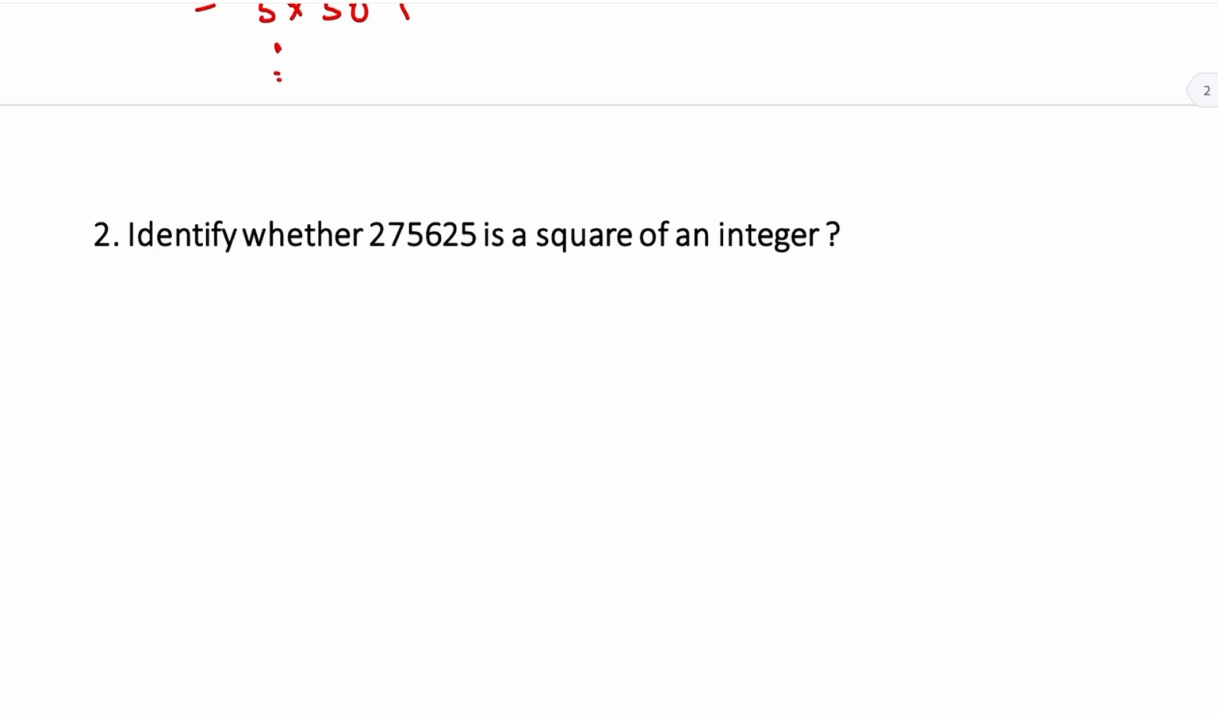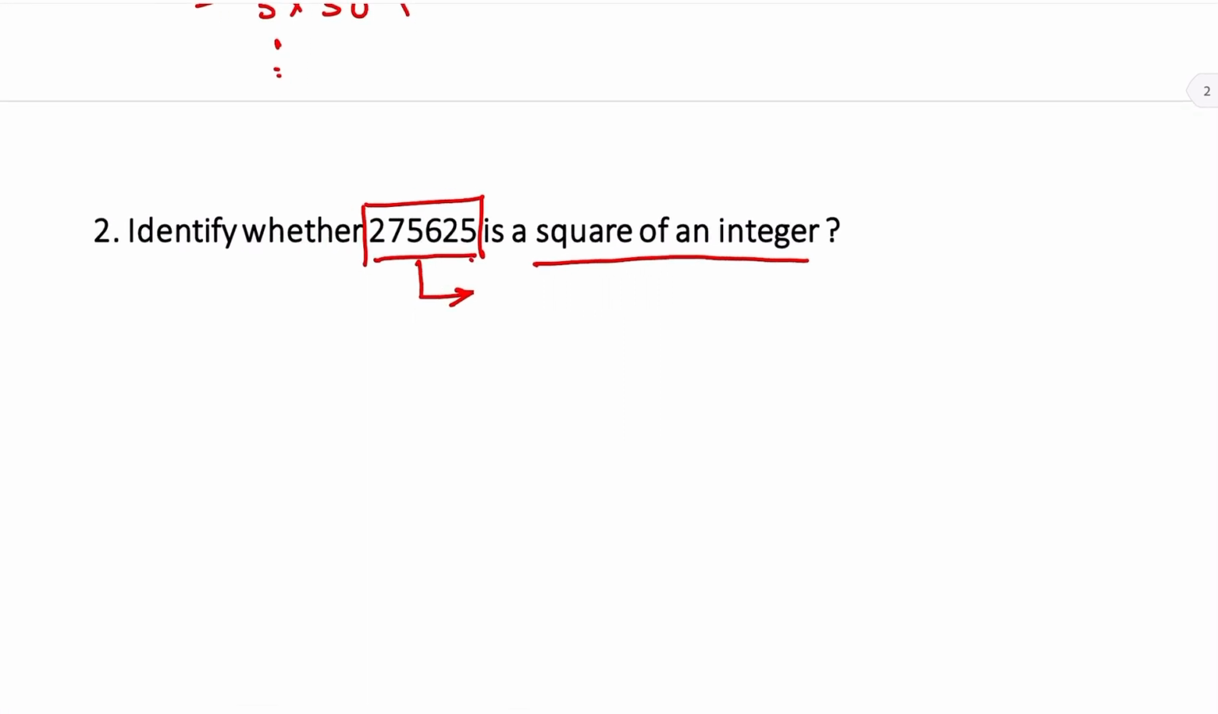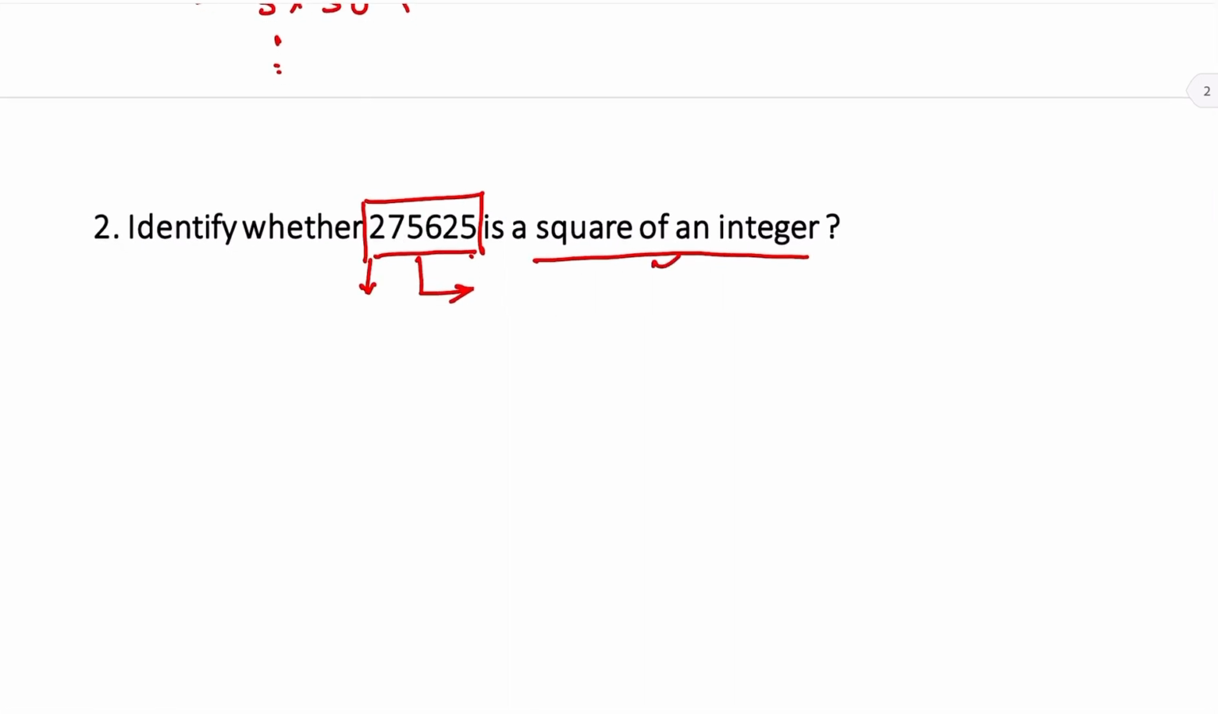Now see, identify whether 275625 is a square of an integer. So what we basically need to do is first convert this number into its prime factorization form, and then see whether each prime factor is raised to an even power. If each prime factor has an even power, then definitely the given number will be a square of an integer. Otherwise, it will not be.